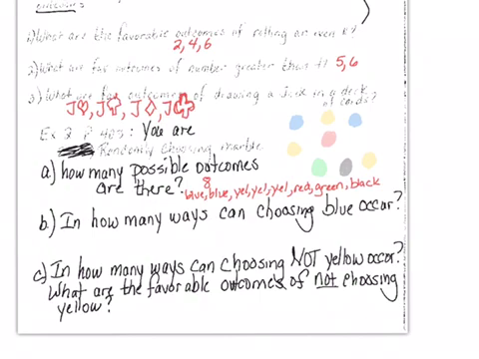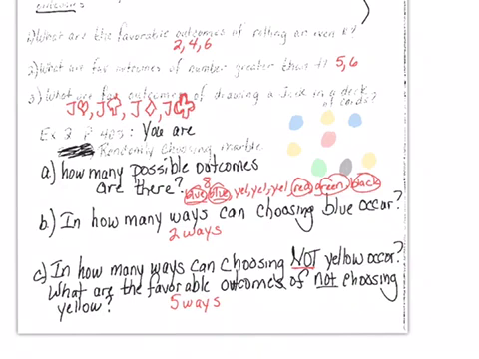It says, in how many ways can choosing blue occur? Well, how many different ways can you choose blue? Well, you have 2 of them that are blue, so there's only 2 ways. And then C says, in how many ways can choosing not yellow occur? Well, how many of them are not yellow? It would be 1, 2, 3, 4, 5. 5 ways.